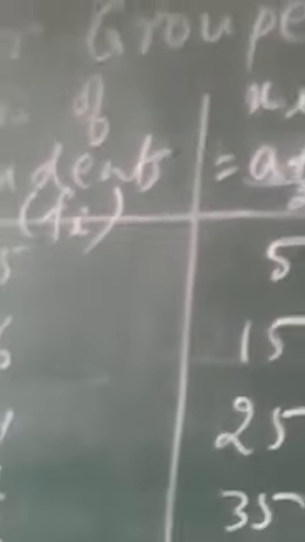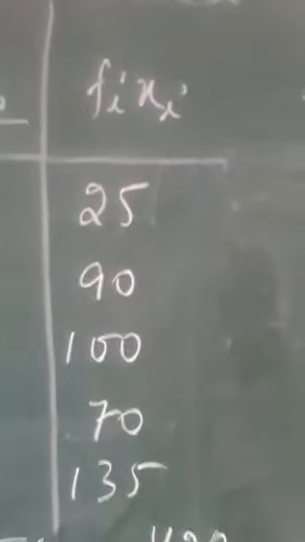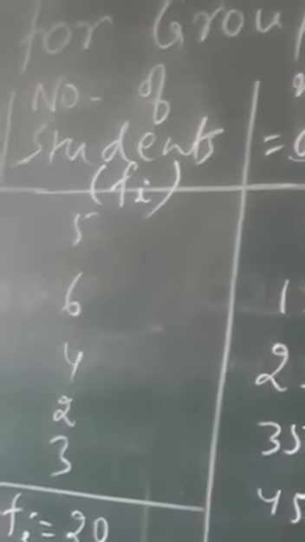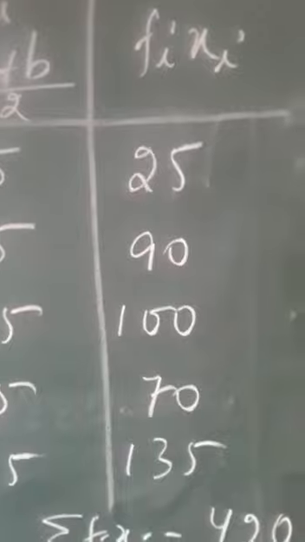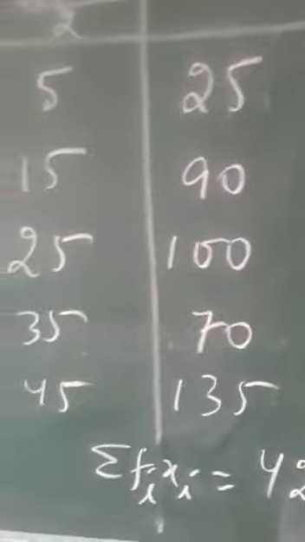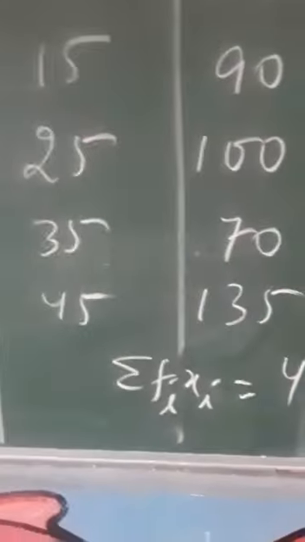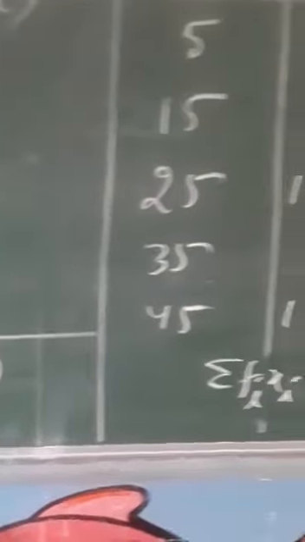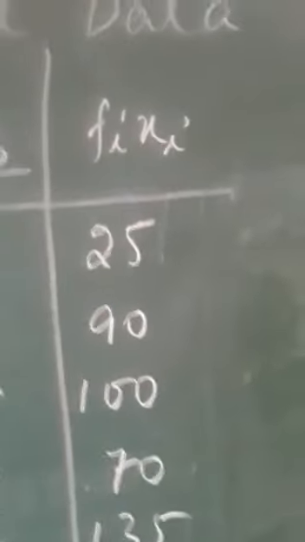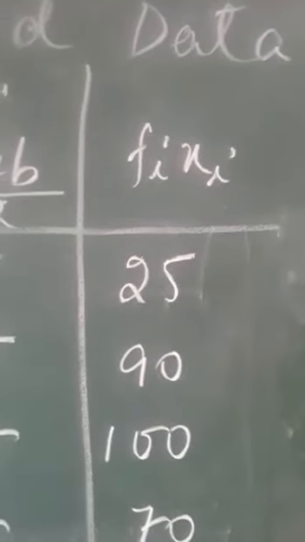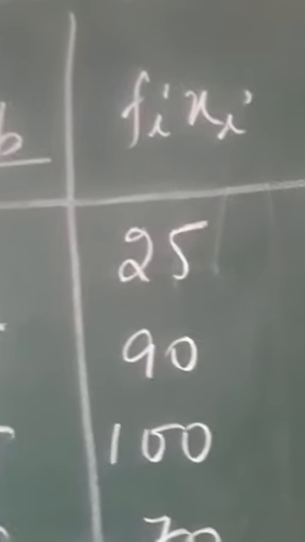Now we have to find the product of fi and xi. We find the product of fi and xi to get a new column. 5 multiplied by 5 gives us 25. Similarly, 6 multiplied by 15 gives us 90. 4 multiplied by 25 gives us 100. 2 multiplied by 35 gives us 70. Now, the product of 3 and 45 gives us 135. These are the values of fi xi, the product of the corresponding frequencies and their class marks.